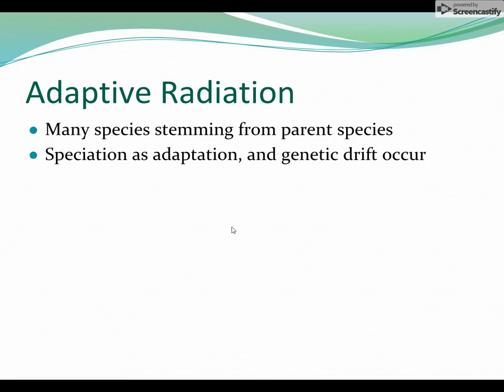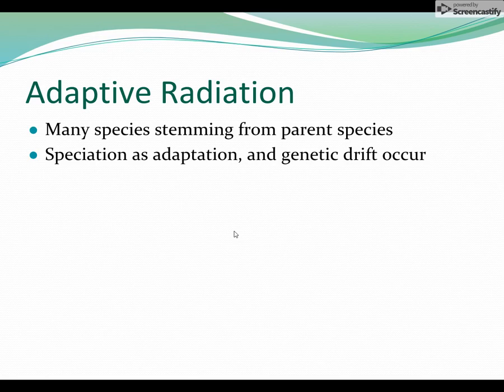So for our last couple of topics, we're going to talk about the way evolution looks. When we start mapping out species and how they're related to each other and when they developed, what kind of patterns do we see? One of the patterns we see is adaptive radiation. This is where we have many species stemming from just one parent species.